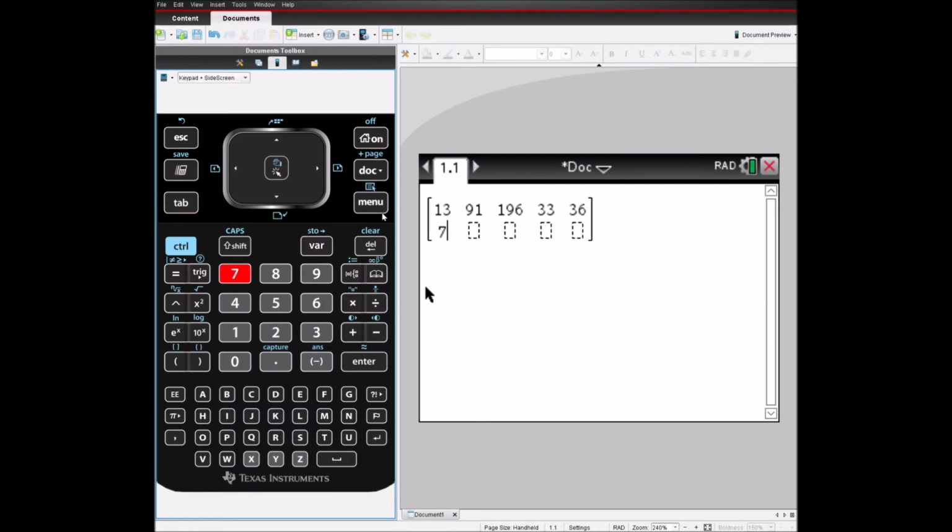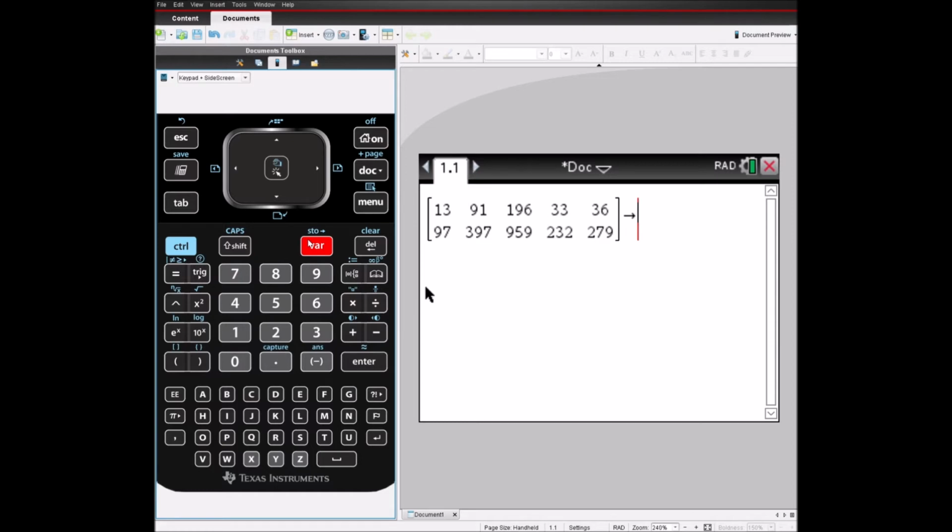Second row, 97, 397, 959, 232, 279. Let me just double check that I typed those in properly. It looks like I did. Yeah. Okay, next, before I press enter, you want to store this.